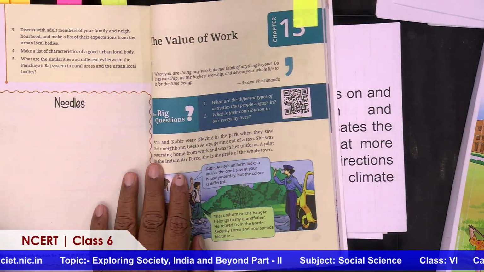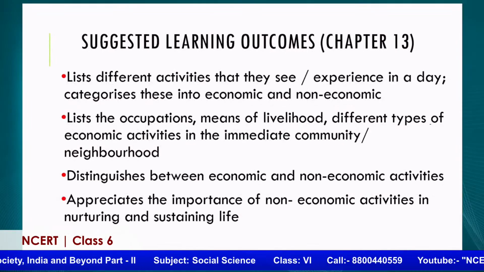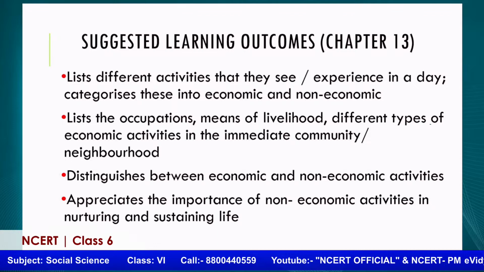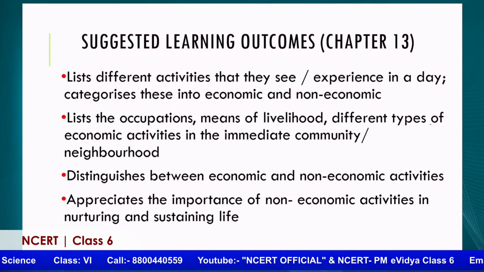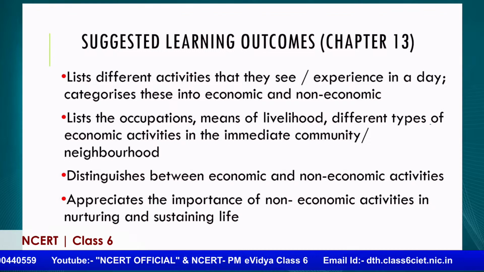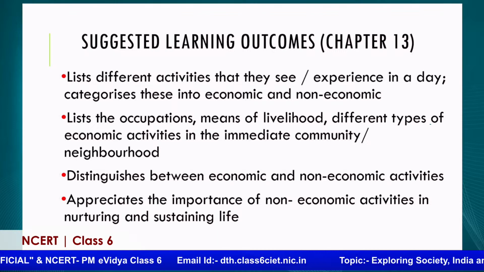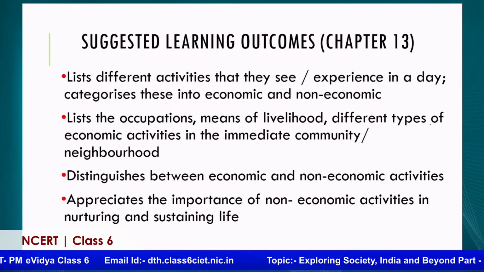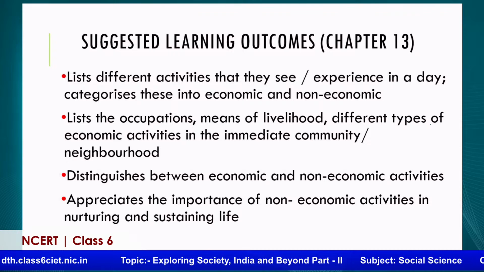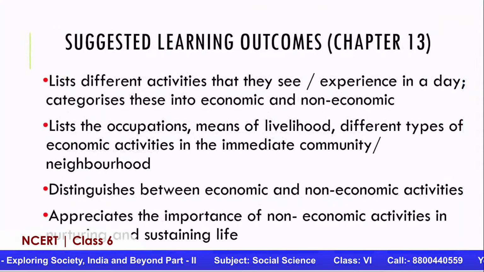On the slide, you can see the suggested learning outcomes. These are not the only learning outcomes. As a teacher, you may have more than one, and different, learning outcomes. We are suggesting some 3-4 learning outcomes. The first is that you should be able to list different activities. When you are walking from your house to school, you should be able to observe what is an economic activity and what is a non-economic activity. Secondly, you should be able to list the occupations people are doing in your neighborhood, and we also want you to distinguish between economic and non-economic activity.